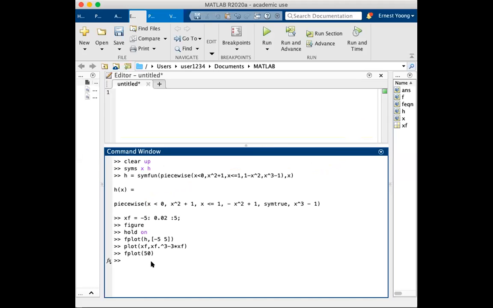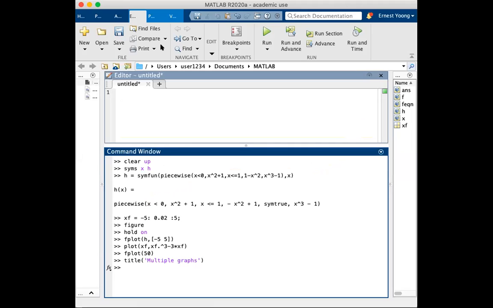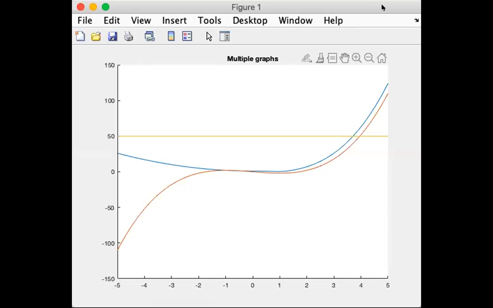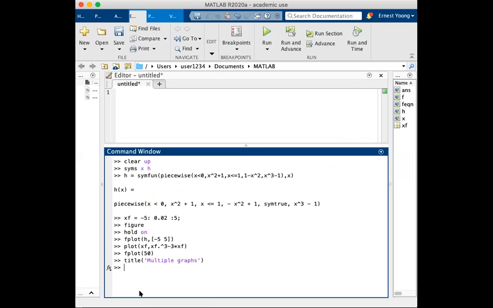And then I need to add a title. So I use the command title, bracket. Then I say the title, let's say multiple graph. Then you can see from here, you have a so-called multiple graph already. The title, you can change to any title you want. And then we have hold off, to close it. This is the whole thing.